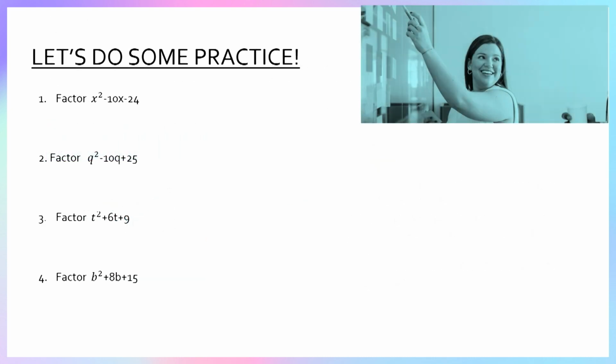Now, let's do some practice. I want to factor number 1. So, like we have used on the other slide, I am going to find the factors of 24 that will subtract to give me negative 10. So let's look. Factors of 24. 1 times 24, 2 times 12, 3 times 8, 4 times 6. So which pair can I manipulate or can I subtract to get a negative 10?